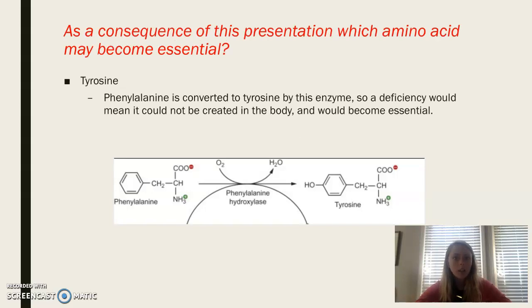So, as a consequence of this presentation, which amino acid may become essential? Tyrosine would become essential because phenylalanine is converted to tyrosine by this enzyme. So, deficiency would mean it could not be created in the body, which is the definition of an essential amino acid. It means that you need to obtain it from the diet because it cannot be created in the body. They call this a conditionally essential amino acid because in normal functioning metabolism, tyrosine is a non-essential amino acid, but in this case, it would become an essential amino acid.